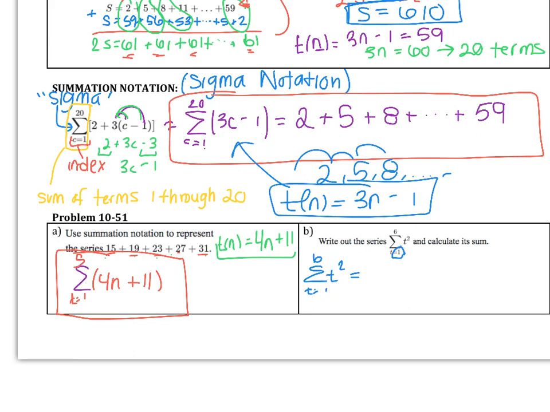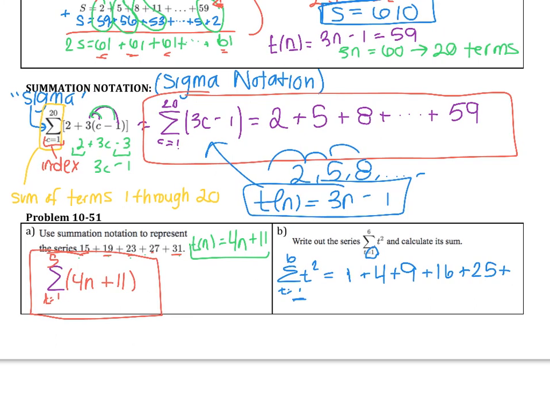So that means this would be 1 squared, which is 1, plus, now I go back and change 1 to 2 down here, plugging 2 in, square it, that would be 4, plus 3 squared, which is 9, plus 4 squared, which is 16, plus 5 squared, 25, plus 6 squared, which is 36.